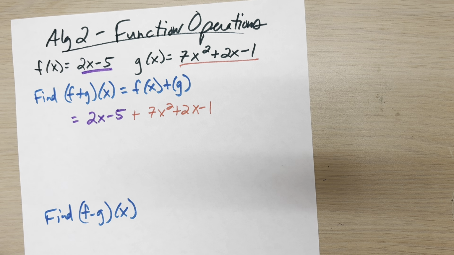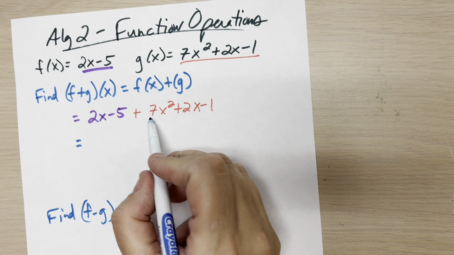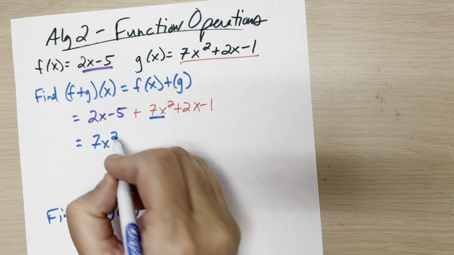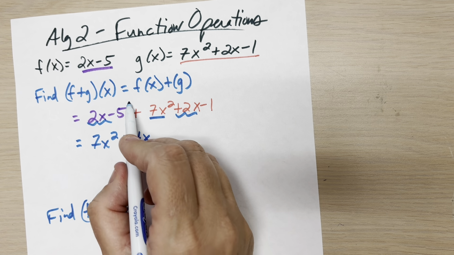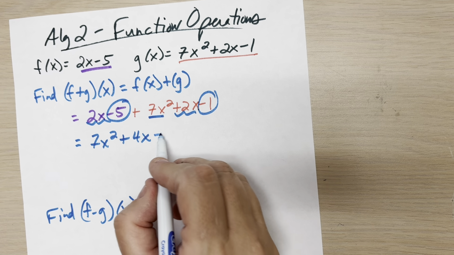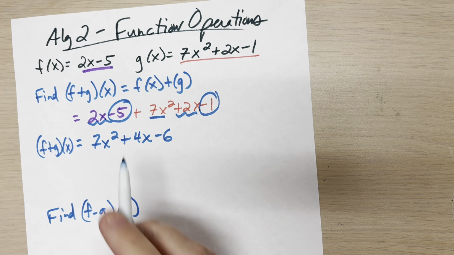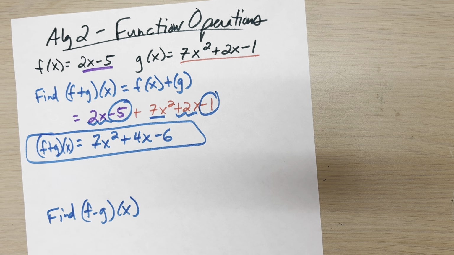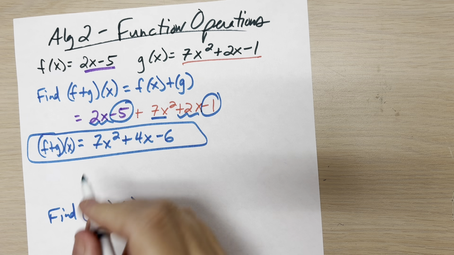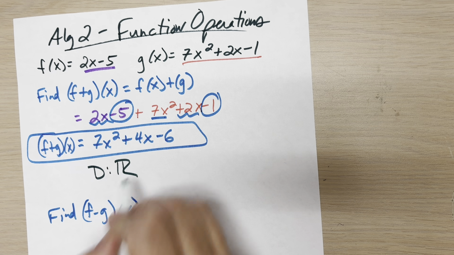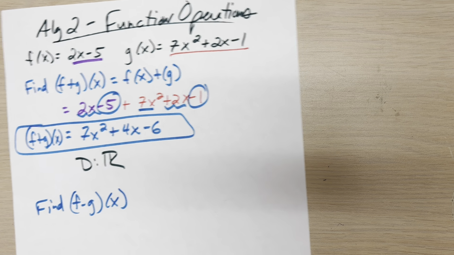Once you have it written out, the next thing you want to do is put this thing in standard form and also combine like terms. So I have a 7x squared, that's going to go out in front. I've got a 2x plus 2x gives me 4x. I have -5 and a -1, minus 6. So f plus g of x simplifies into 7x squared plus 4x minus 6. Since this is a quadratic function, if we're talking about the domain, this is going to be all real numbers. The domain for quadratic functions, always all reals.